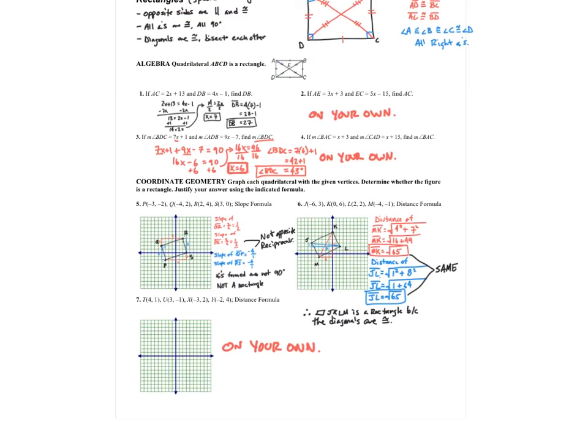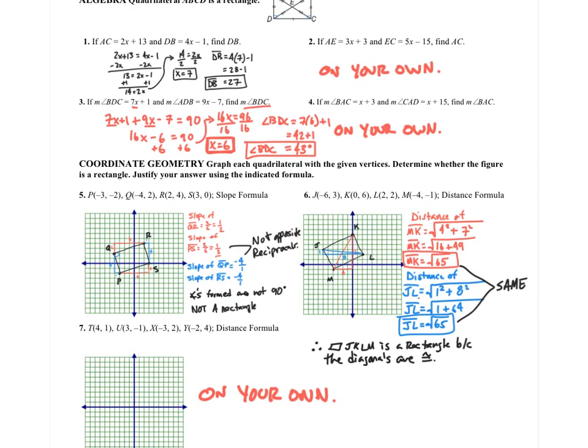So go ahead and do number 7 on your own. That's the same type of problem as number 6.